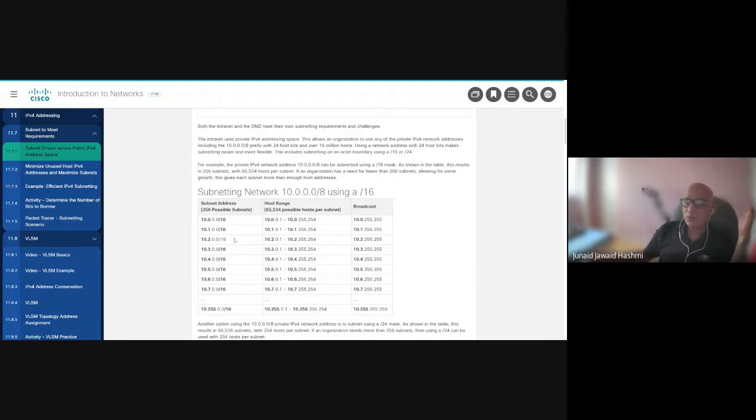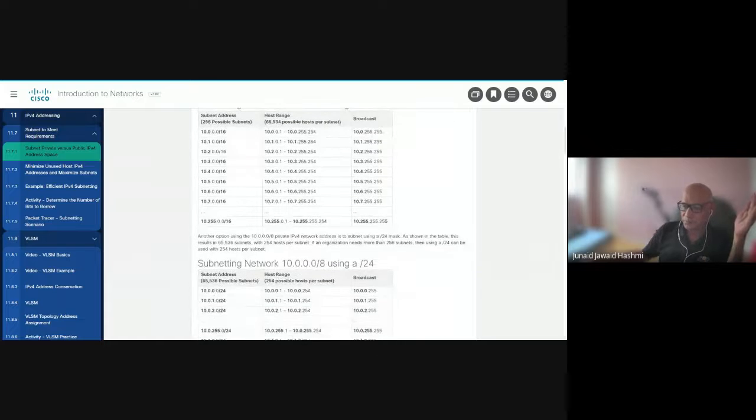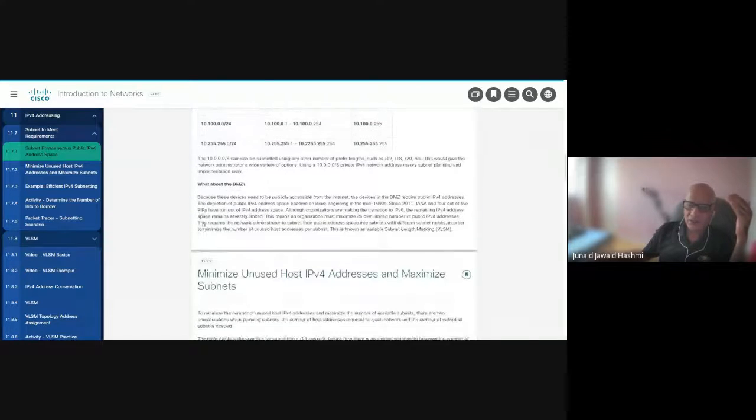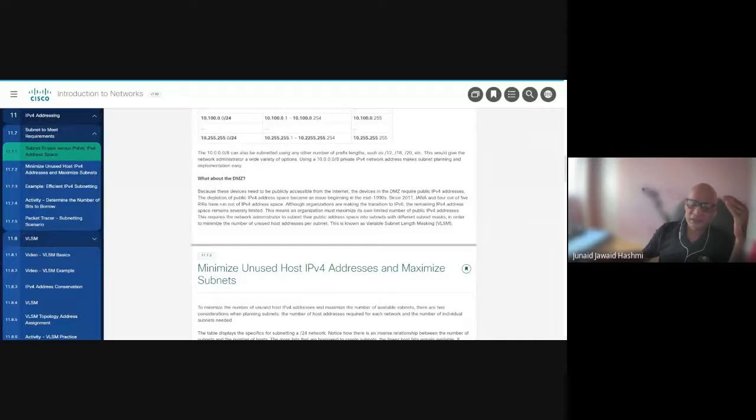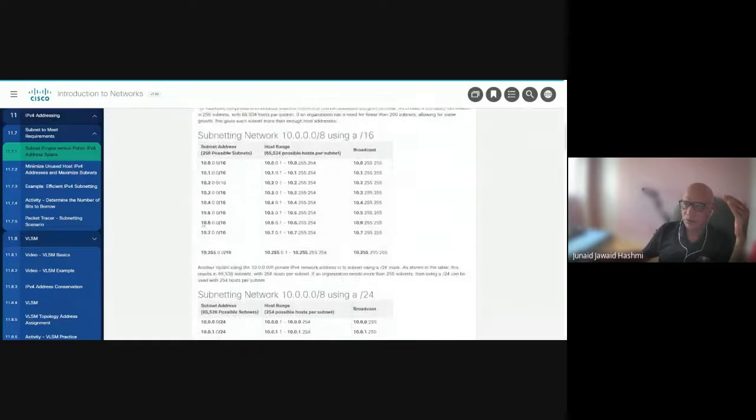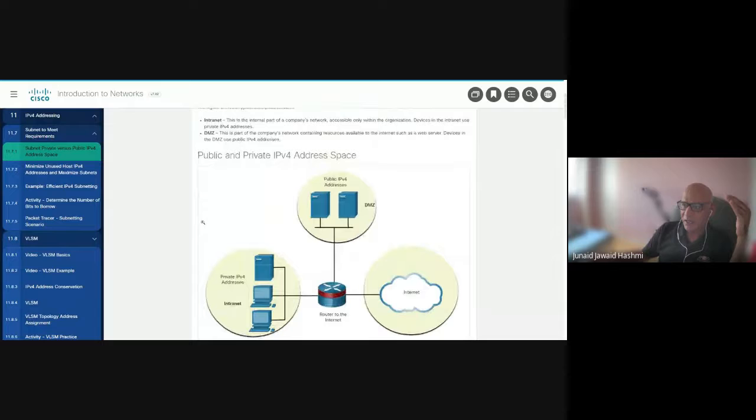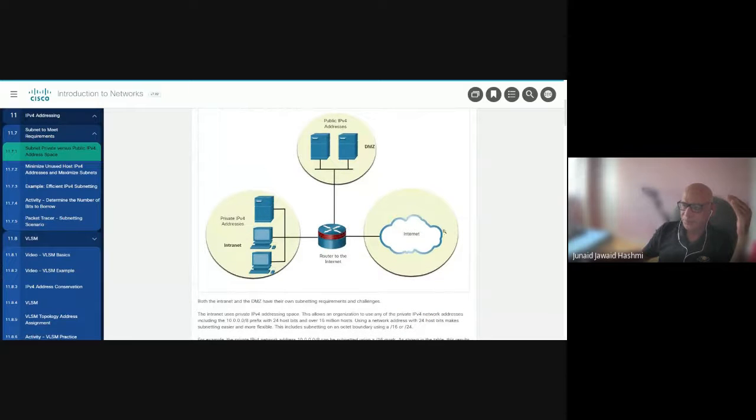You can also use all three bits in the network, all the first three octets, to be part of the network portion. So these are easier to subnet. Now keep that in mind.